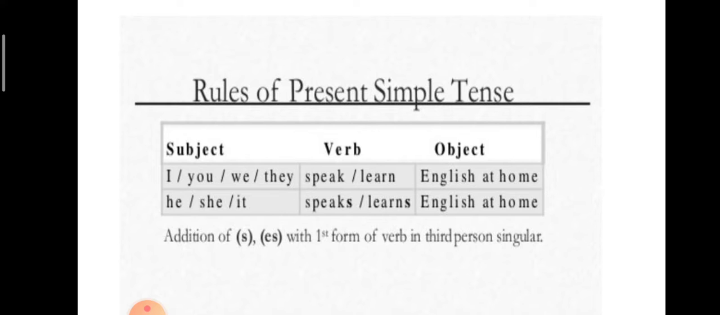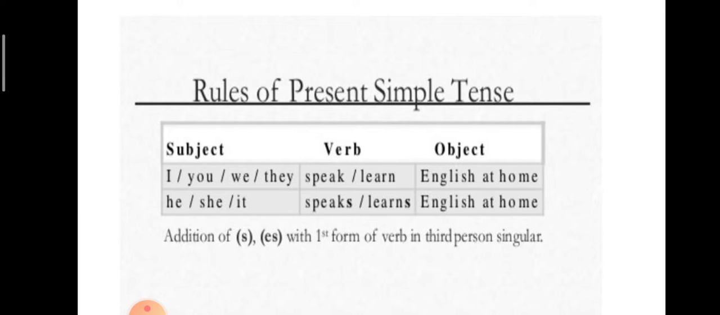Subject, verb, object. What is meant by subject? Nouns and pronouns denote the subject. I, you, we, they. I speak English at home or I learn English at home. These can take just the root verb, like learn.